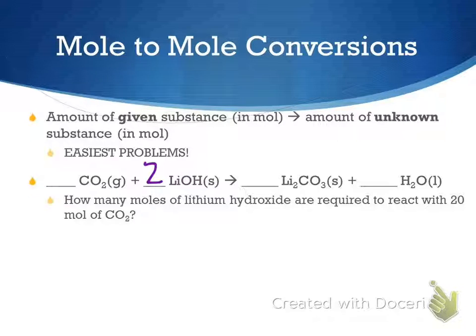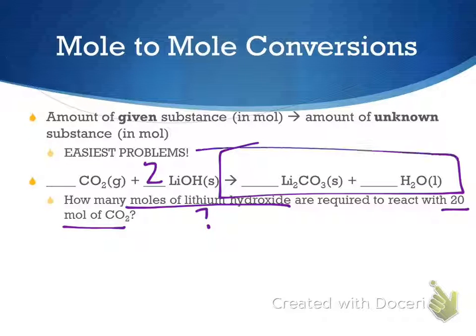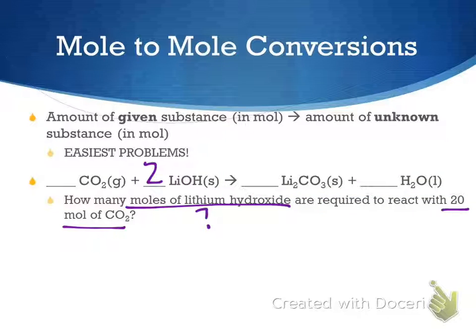That should be balanced, right? Here's our balanced equation. We want to know how many moles of lithium hydroxide are required to react with 20 moles of carbon dioxide. In order to form these products, we want to see what would be required of lithium hydroxide in order to complete this reaction, right? If we start with 20 moles of CO2, how many moles of lithium hydroxide do we need to complete this reaction?